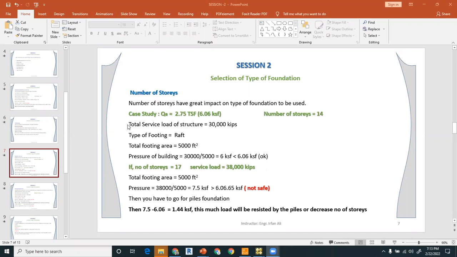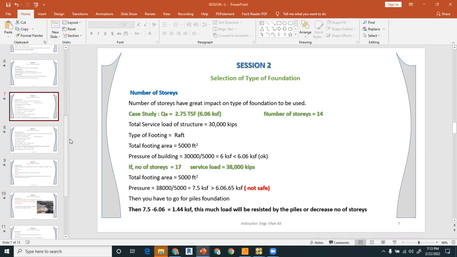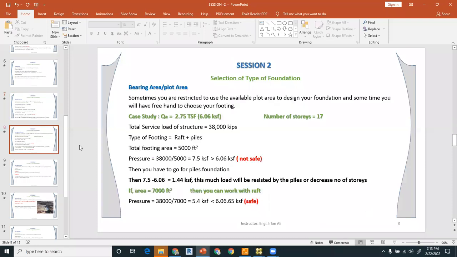All right, so this was the effect of the number of stories, that is, how you will change the type of foundation with the increase of number of stories. So the next factor is the bearing area of the plot area. Sometimes you are restricted to use the available plot area to design your foundation, or sometimes you will have a free hand to choose your own footing area.